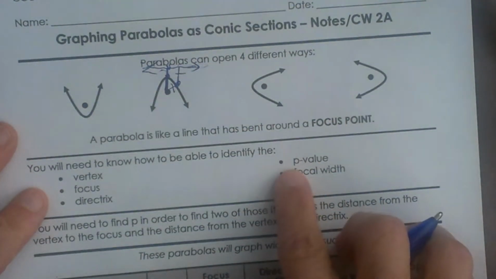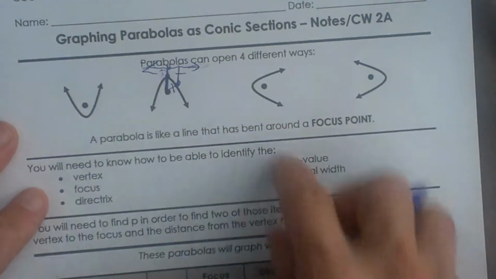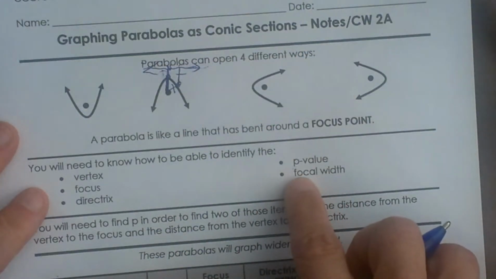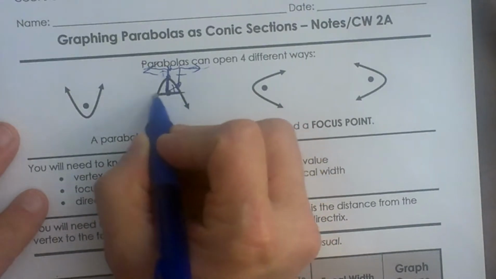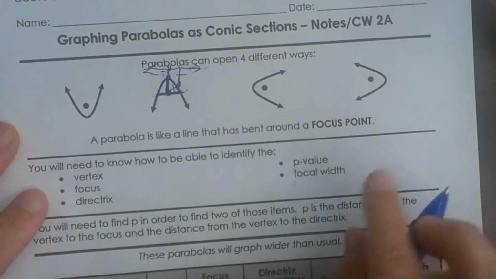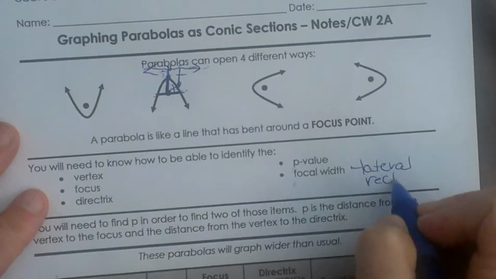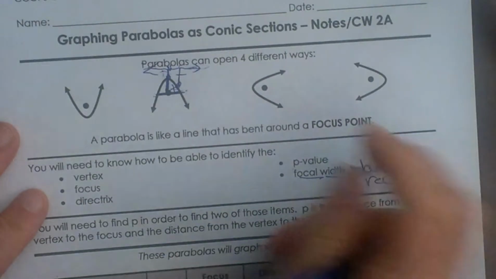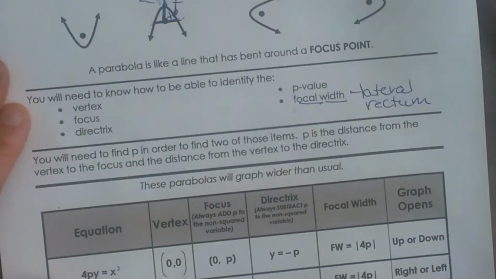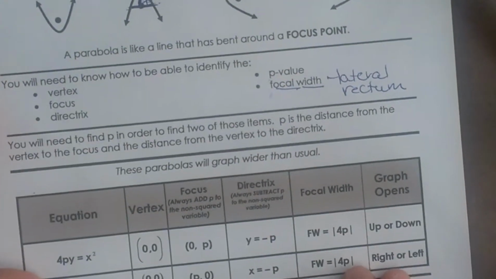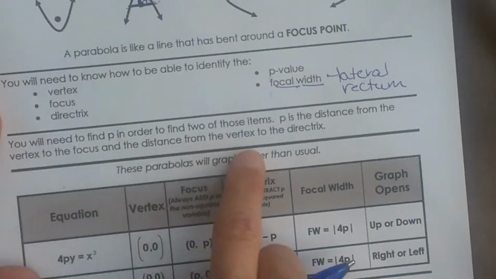It's kind of cool. Okay, the value p is the distance the directrix and the focus are away from the vertex. So if the distance is 1 unit, then p is 1. And then the focal width is how wide the parabola is through the focus. That's also called the latus rectum, and I will be referring to it as both of those. We're going to need to find p in order to graph these. And p is the distance from the vertex to the focus and from the vertex to the directrix.